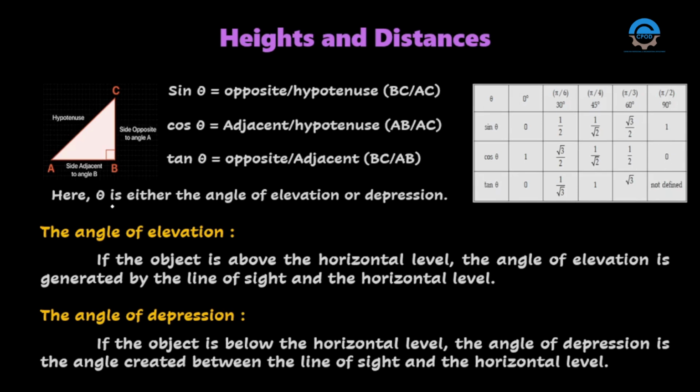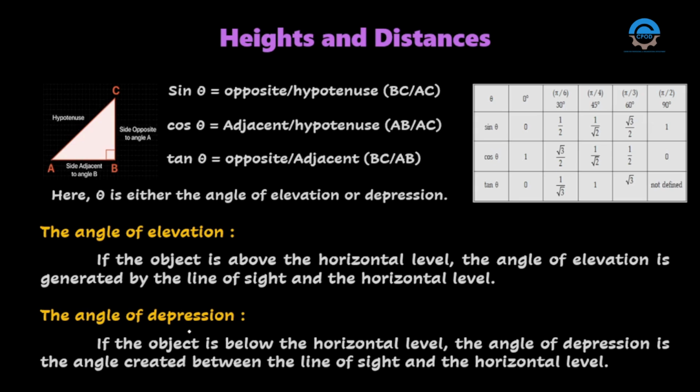So the next thing we have to see is theta. Theta means it can be the angle of elevation or angle of depression. Let's see clearly what is meant by angle of elevation. If the object is above the horizontal level, then the angle of elevation is generated by the line of sight and the horizontal level. So this is angle of elevation.